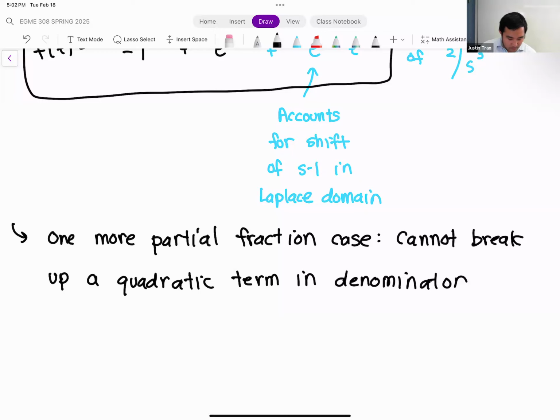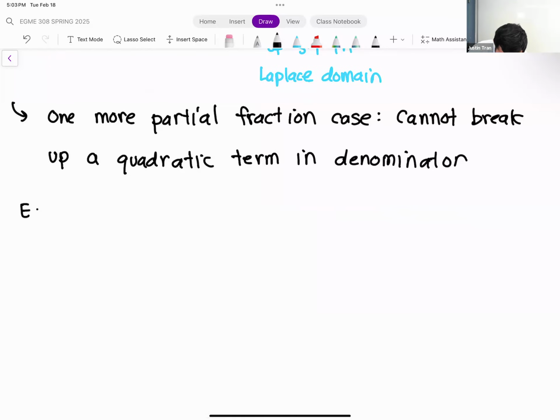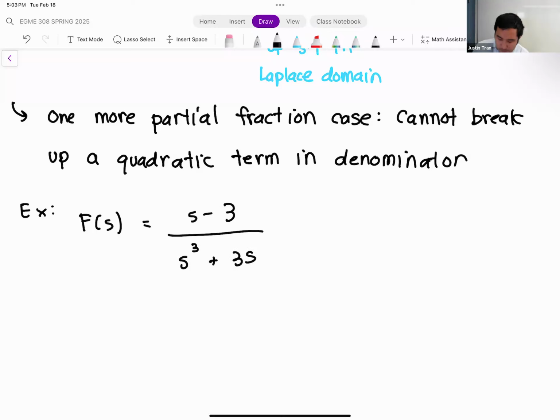Okay. So this next example, I'm just going to do fairly quickly, because I do want to go back and finish up that other example. But let's say we have f of s is equal to s minus 3. I don't know why I wrote 1. My mouse said 3, my brain said 1. Divided by s cubed plus 3s. And just like we did in the last example, let's decompose this into its component fractions and then take the inverse.